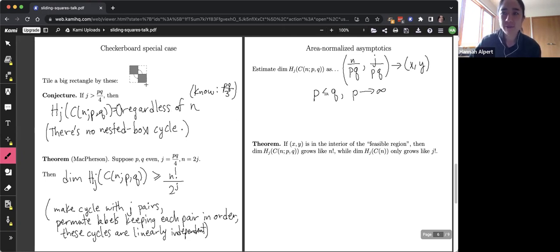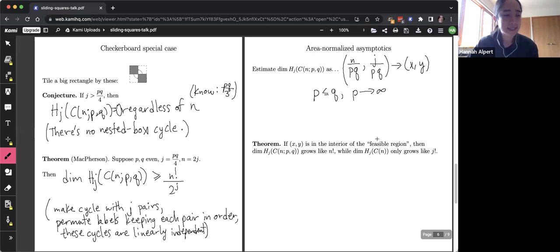I guess here on the left, what we have is N over PQ is 1/2. J over PQ is 1/4. Okay, so here's the theorem. So, well, interior of the feasible region.